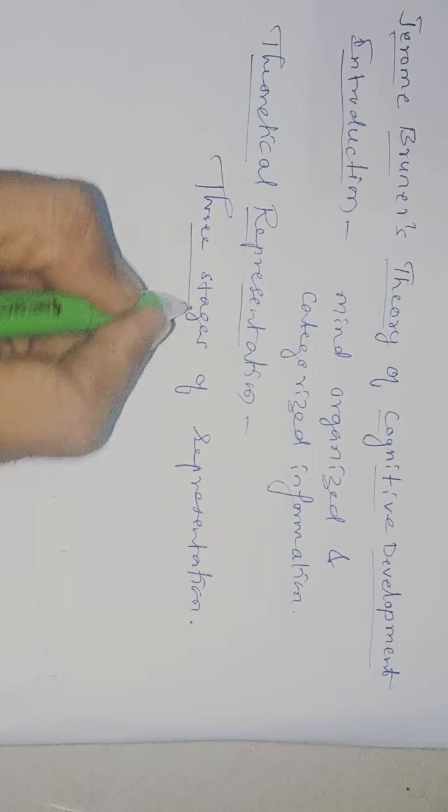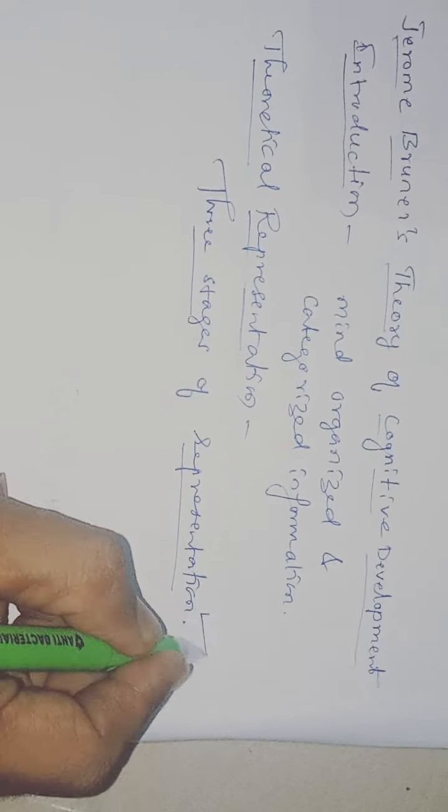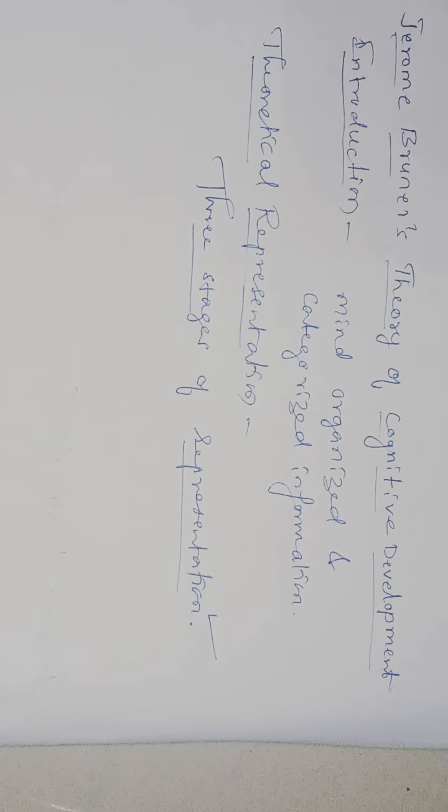It's very important. Three stages of representation. Each stage is a way in which information or knowledge are stored and encoded in memory.